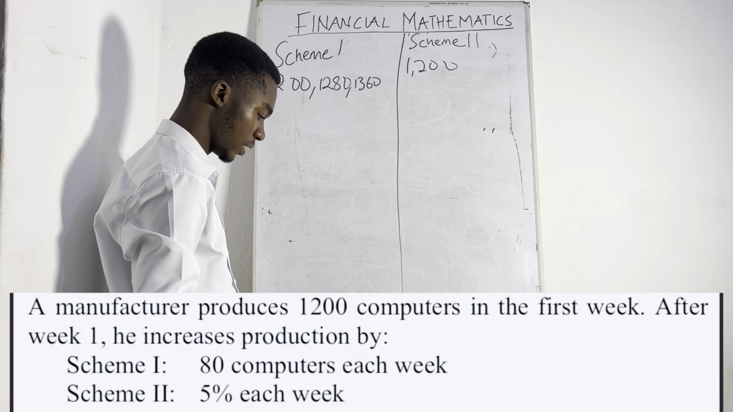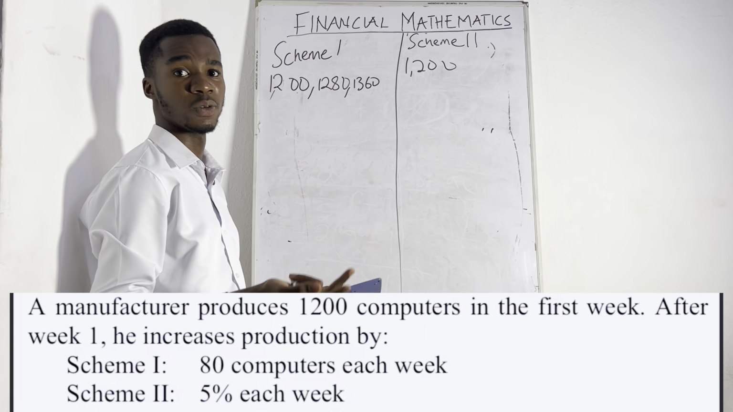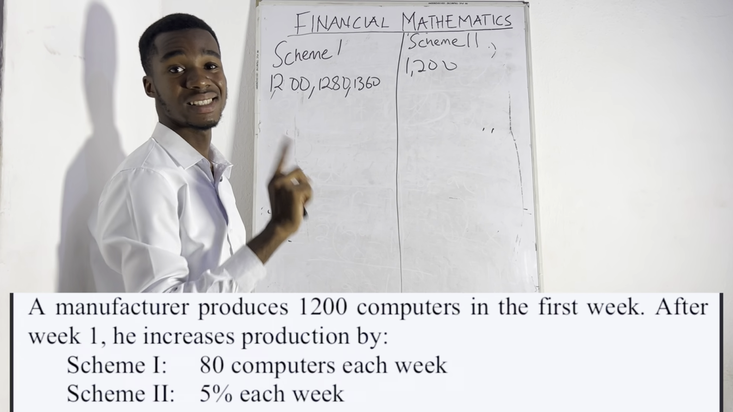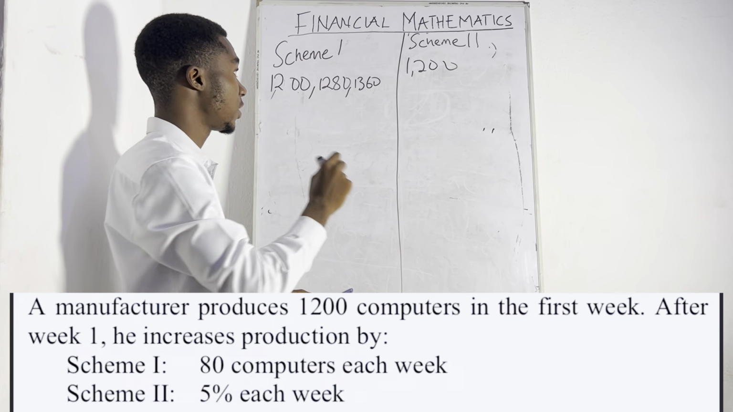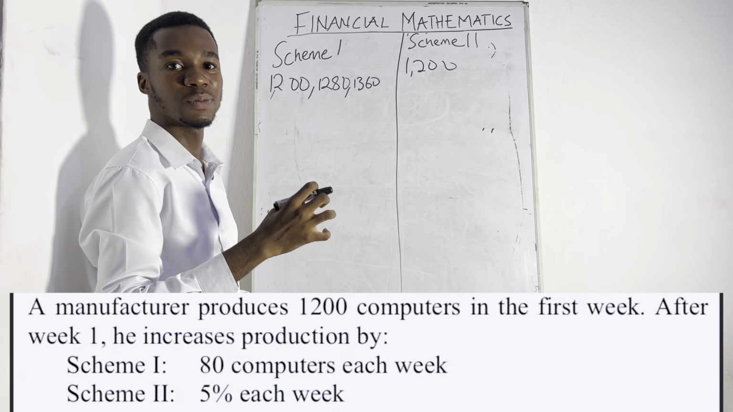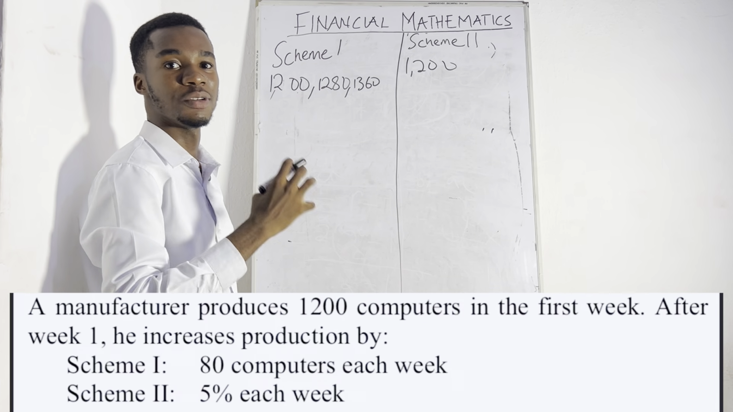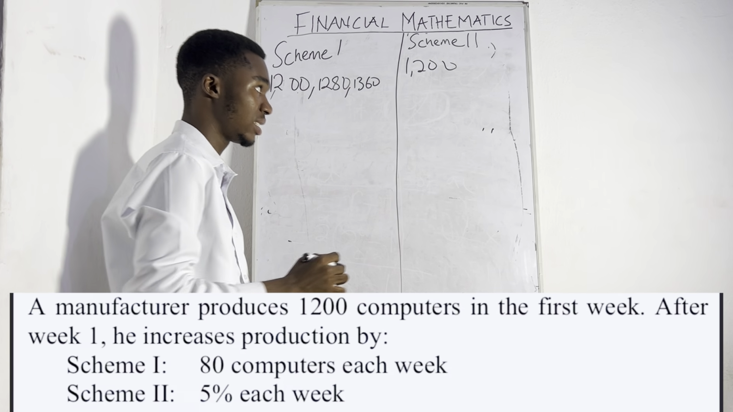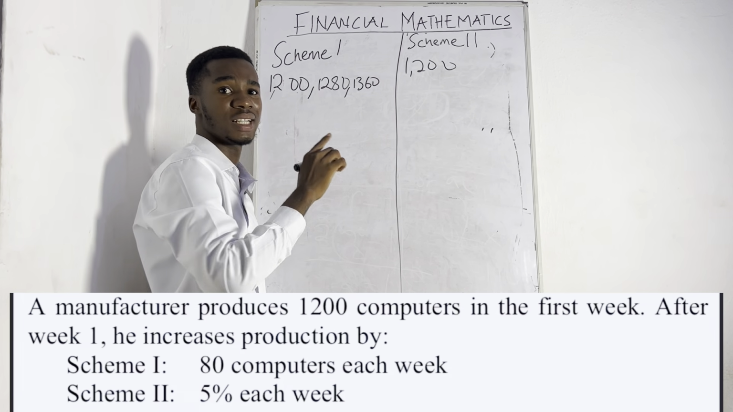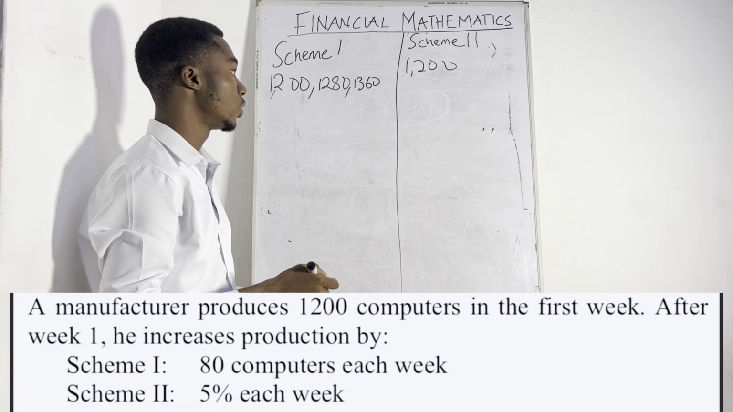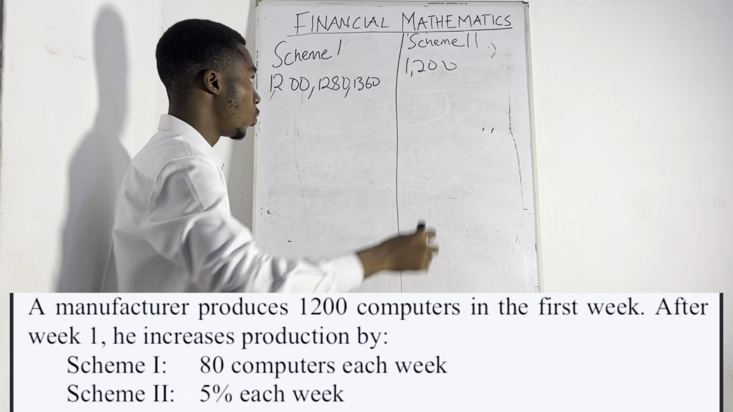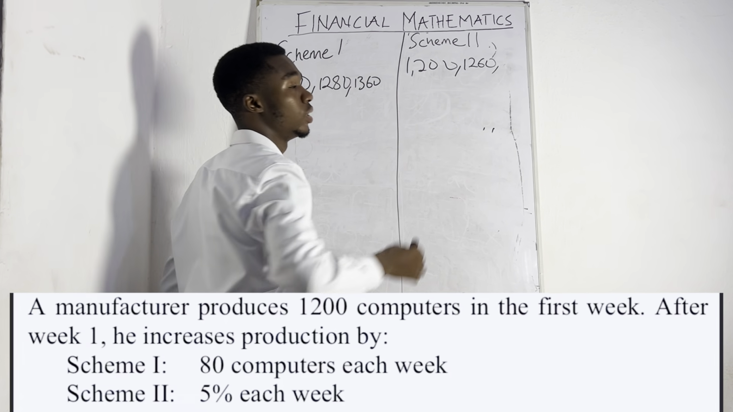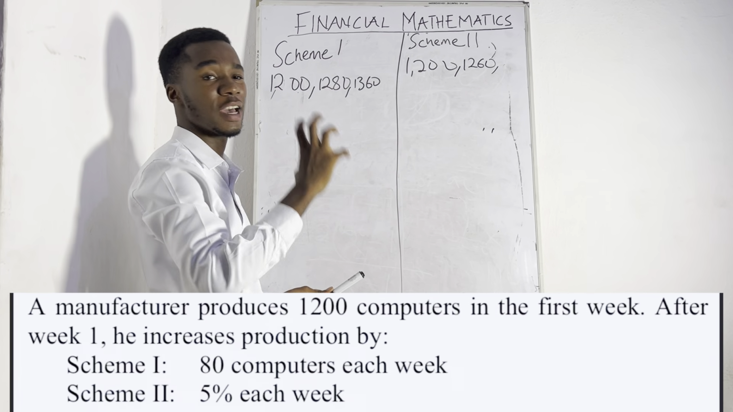So if week 1 is 1,200, what is 5% of 1,200? So 5%, which is 5 over 100, because percentage is over 100, times 1,200. We are getting 60. So 5% of this is 60. But it says he increases production by 5%, so he increases production by whatever you get. So 5% of the 1,200 is 60, and you're going to add 60 to 1,200. And that's how you know the value of week 2. So 60 plus 1,200 will give you 1,260, because it says it increases production by 5% each week.